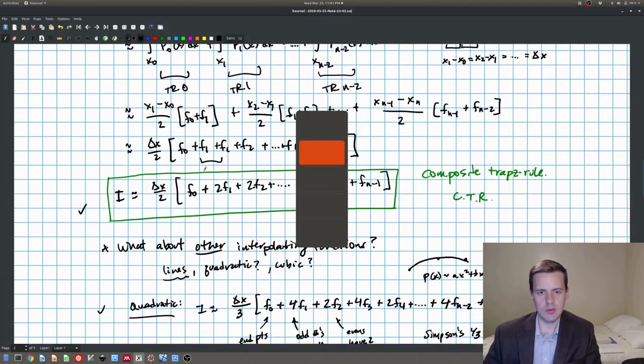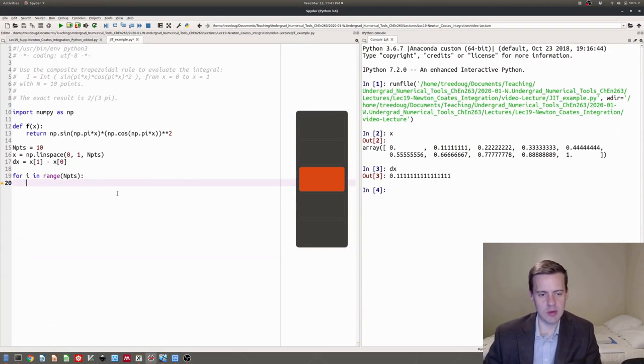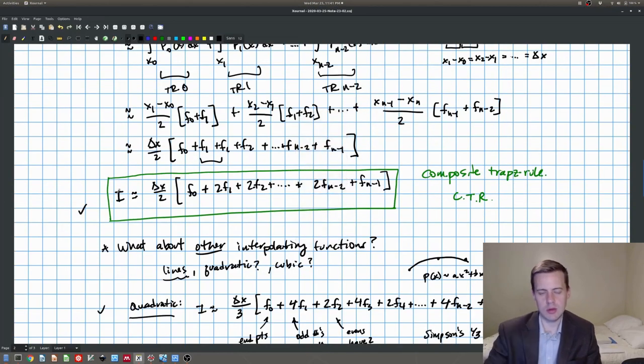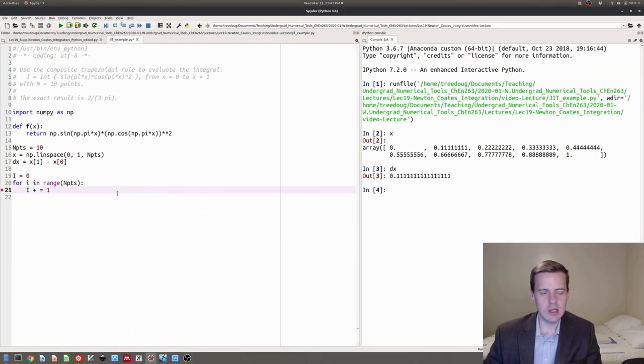And if I remember here, I'll make that my value for my sum. So I is going to equal 0 at the beginning. And then I'm going to add up stuff in I. That's what I'm going to do. So the first thing I need to add is f0. So if i equals 0, then I'm going to make I add on f of x0. Okay?